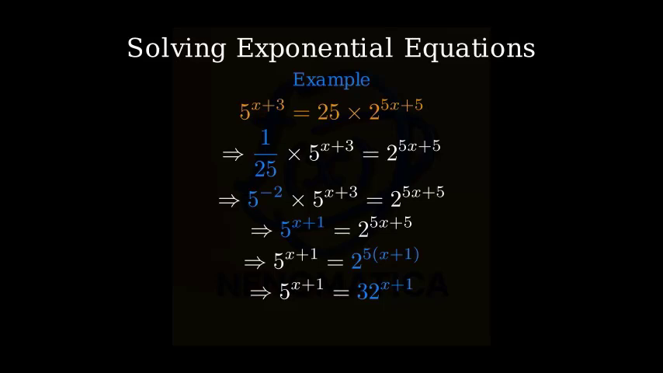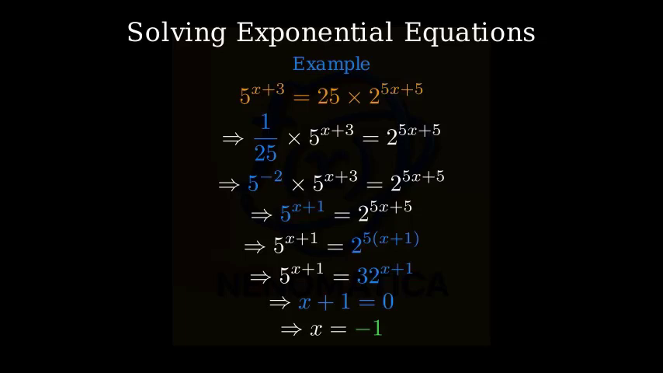Since the bases are different, but the exponents are the same, we can conclude that the only way this equation is true is if the exponent x plus 1 equals 0. Finally, solving for x, we get x equals -1. Let's move on to our second example.